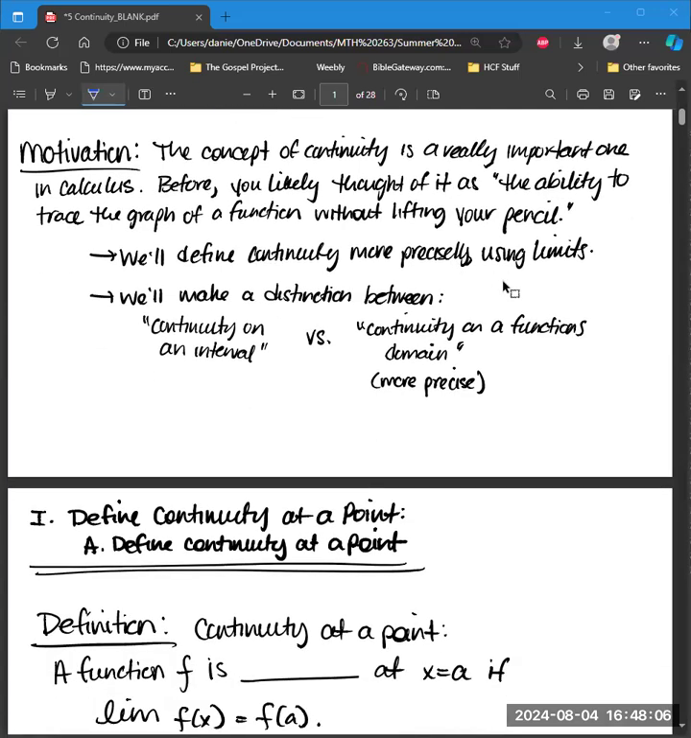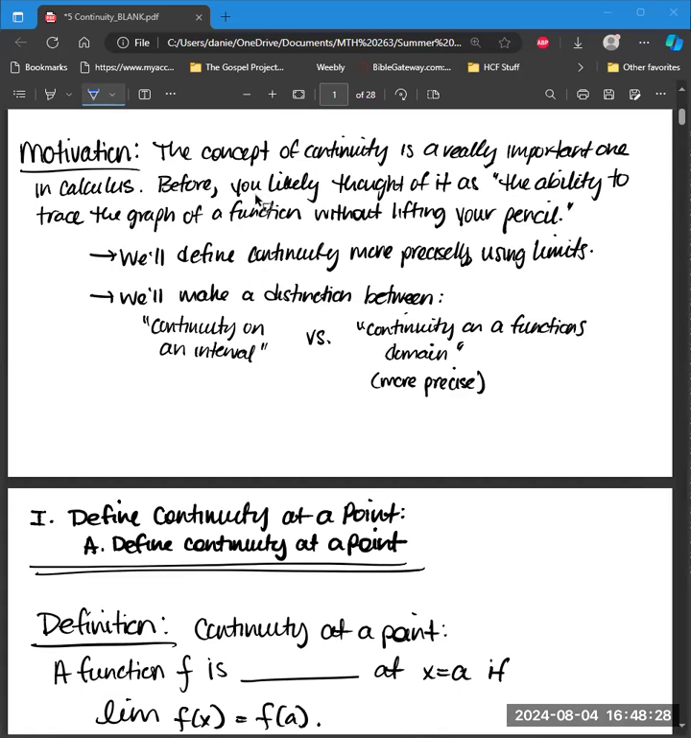So the concept of continuity is a very important one in calculus. We can't talk about derivatives until we talk about continuity. We can't talk about antiderivatives until we talk about continuity. And derivatives and antiderivatives are the two big parts of this class that we're going to talk about. Both of them are built on the idea of continuity.